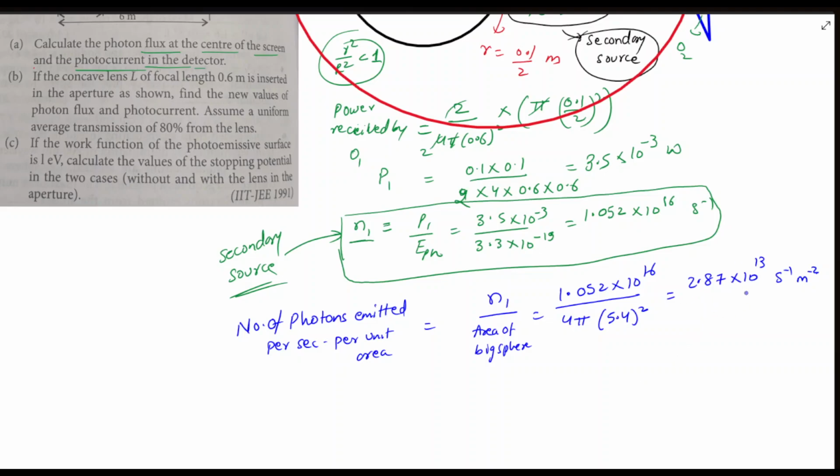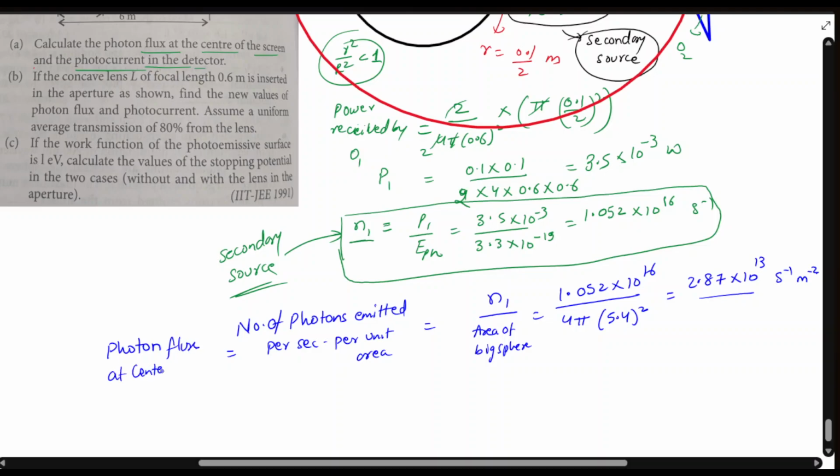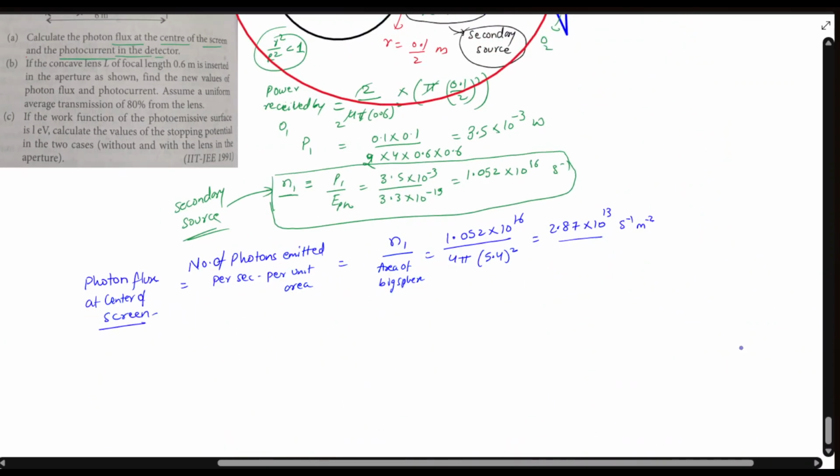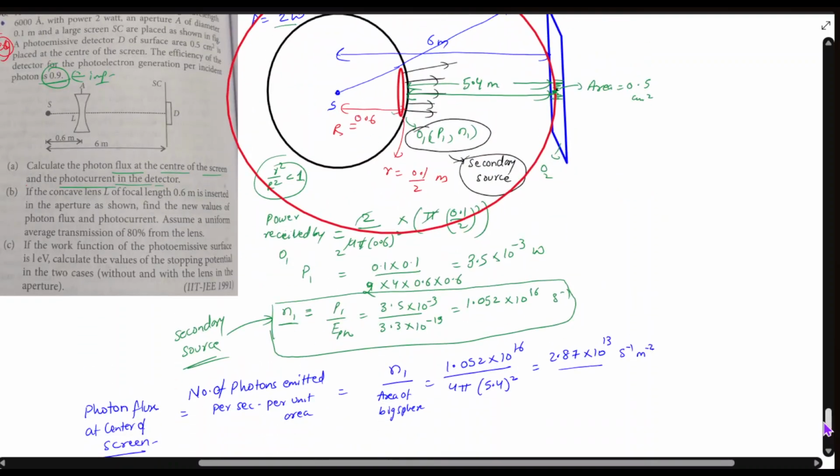This will be the number of photons emitted per second per unit area. This is actually our photon flux, because per unit area we have the number of photons received per unit area on the screen. So this will be our photon flux at where? At the center of the screen, right? So let me zoom. Okay, so this will be our photon flux.